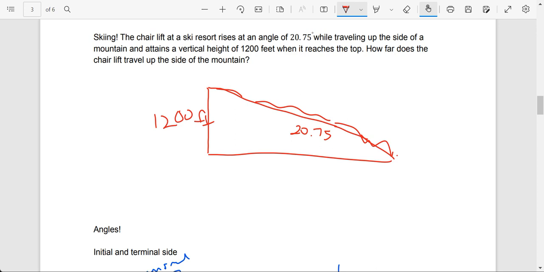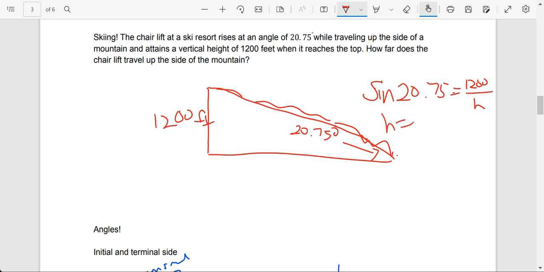Okay. So we know this angle right here is 20.75. We know its opposite is 1,200 feet, and we want to find the hypotenuse. So which trig function should we use? You said sine. You were a smart person. So sine of 20.75 equals opposite 1,200 over hypotenuse, which is h.